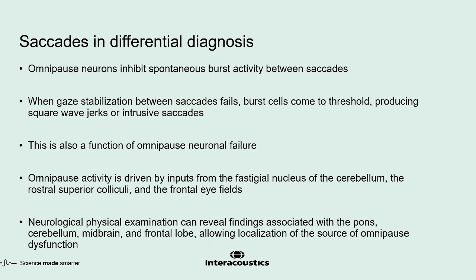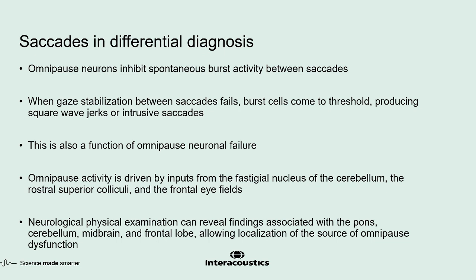Pause activity is driven by inputs from the vestibular nucleus of the cerebellum, from the rostral superior colliculi, and from the frontal eye fields. And this is very useful because neurologic examination through your physical exam can reveal findings associated with the pons, with the cerebellum, with the midbrain, with the frontal lobe, and allow you to localize where that gaze stabilization failure is being generated from.